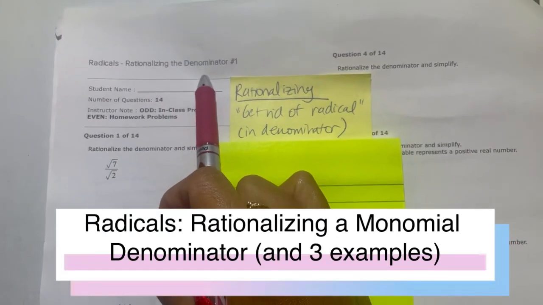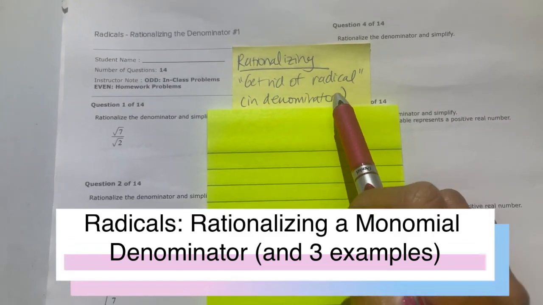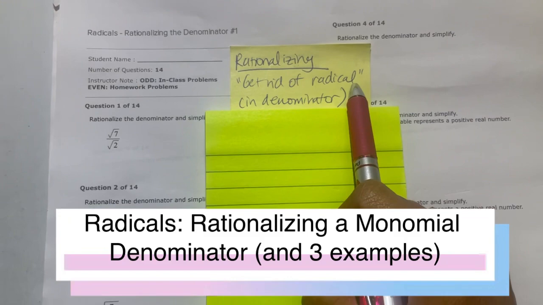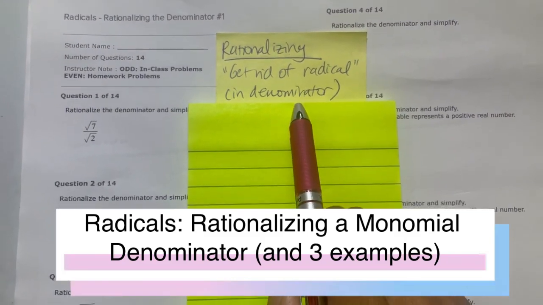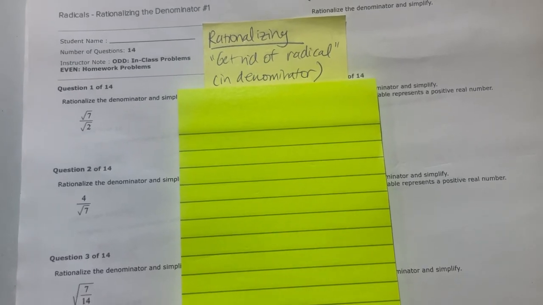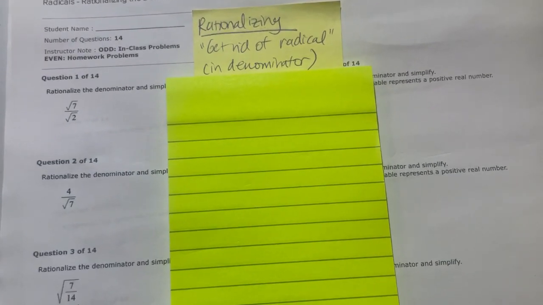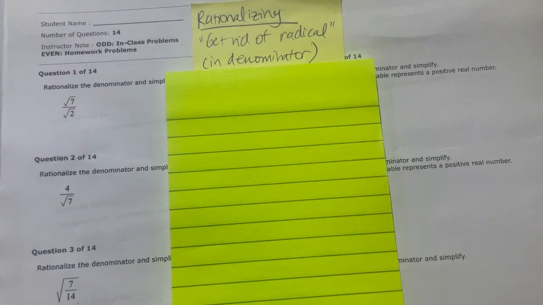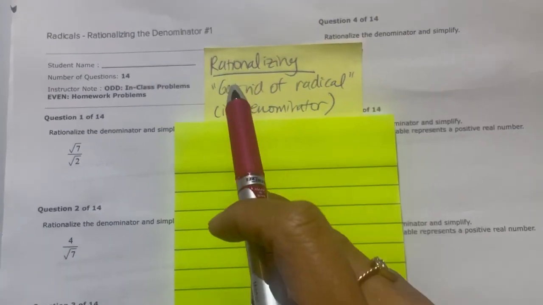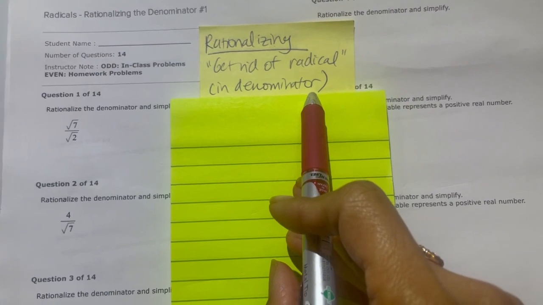Rationalizing the denominator. The word rationalizing means to get rid of the radical. And then specifically in algebra, it's getting rid of the radical in the denominator. Later on in future classes, in algebra or in calculus or whatnot, it might be asking to rationalize the numerator. But for the sake of this class alone, we will be rationalizing the denominator only.